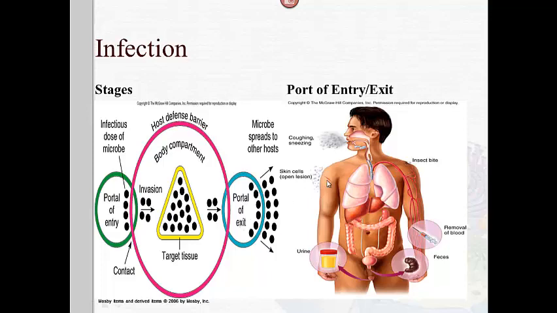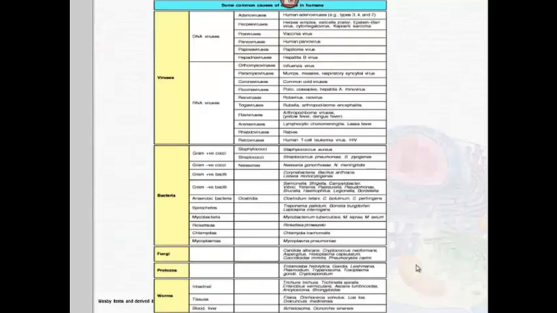For example, it could be just an insect bite, or if we're talking about hepatitis, for example, if it's hepatitis A, the port of entry would be the mouth. Then it would choose the target organ as the liver, and the port of exit would be the feces. And that's how the microorganism has chosen to spread the disease. I'm not planning on you to memorize all these types of viruses, bacteria, and fungi, etc. It's just to give you an idea.